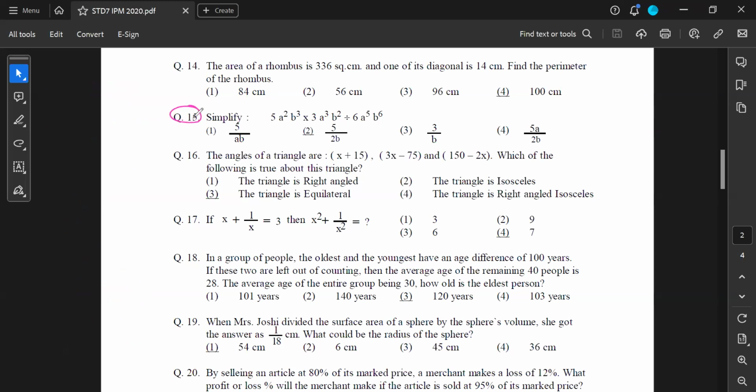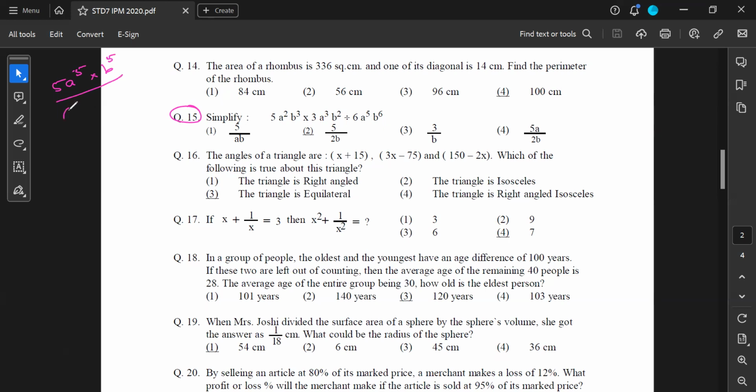Let's proceed to the next question, dear children. 5a square multiplied by, sorry, a square. So here also I have a square in multiplication. Here I have a cube. I'll do one thing. I'll combine them. A square and a cube, 2 plus 3 gives me 5. Multiplied by b raised to 3 and b raised to 2, 3 plus 2 gives me 5.